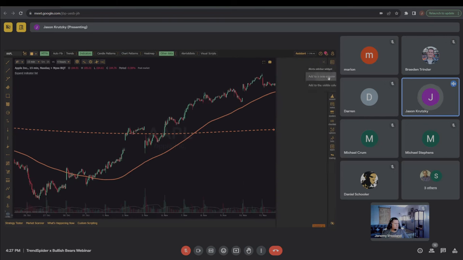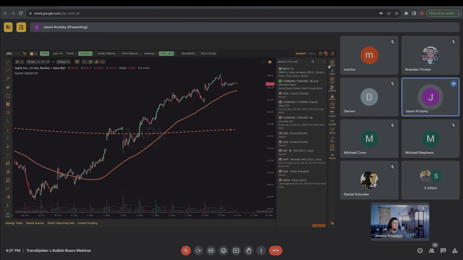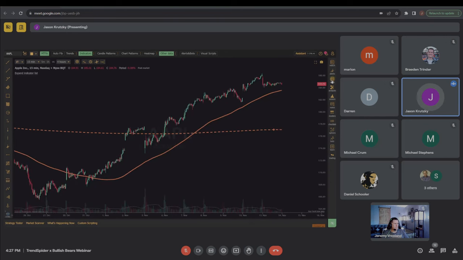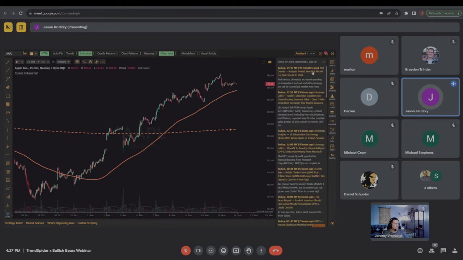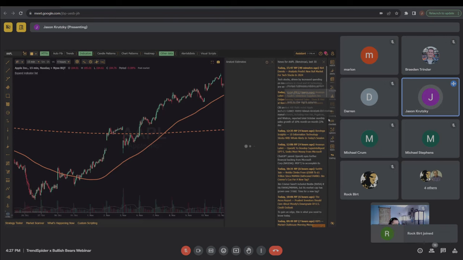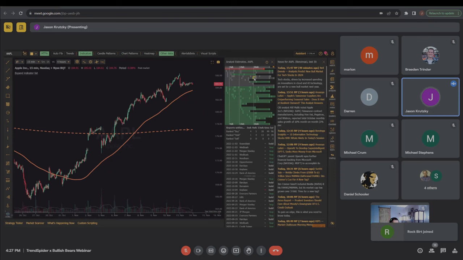You've got your alerts widget here, so you can see all of the alerts that you have set up at any given time. You've got a news widget that's going to allow you to just see news snippets on whatever name you happen to be trading. Analyst estimates will, again, show you a historical reference of all of the analysts that perhaps you might be interested in, if you're interested in that sort of stuff.